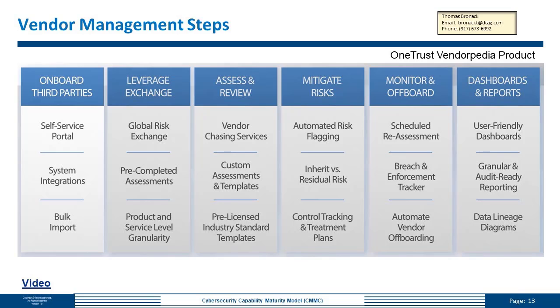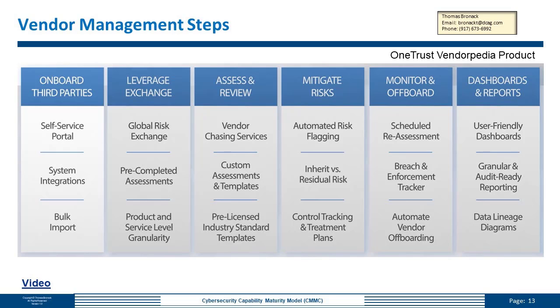Vendor management steps. The suggested 6-step process used to manage vendors is displayed on this slide. It consists of onboarding third parties, including self-service portal for vendors to supply required information, systems integration of vendor information, and bulk data import of vendor information whenever possible. Leverage exchange of information through a global risk exchange that would provide notifications of worldwide events and conditions that may impact your vendors and the supply chain, pre-completed assessments from vendors, and product and service level agreements with your vendors.